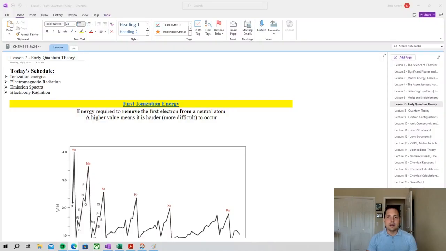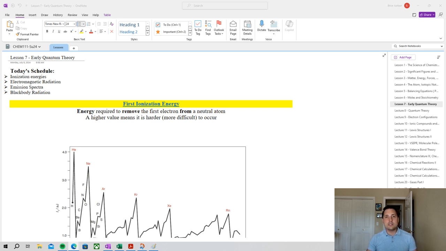Welcome back, everyone. In today's lesson, I'm going to discuss some of the information from Chapter 4 of our textbook on early quantum theory. This is going to be essential for us to understand how chemical bonding works later on in this class. Specifically in this lesson, I'm going to talk about ionization energies. We're going to talk about electromagnetic radiation, emission spectra, and black body radiation. So follow along with me in your textbook. We'll work through a couple of the problems in there as well.